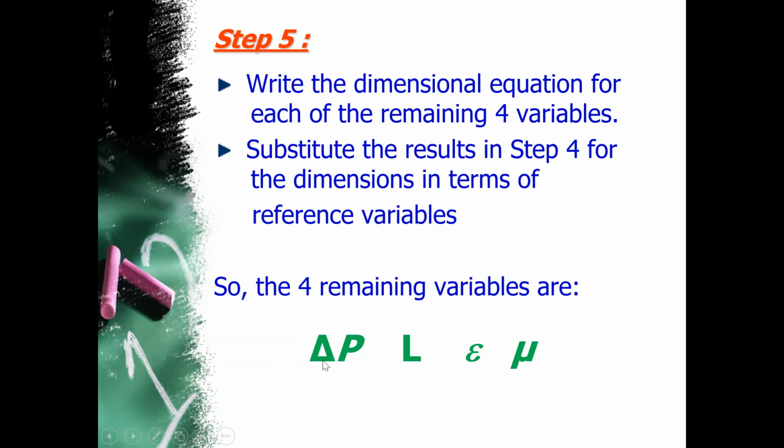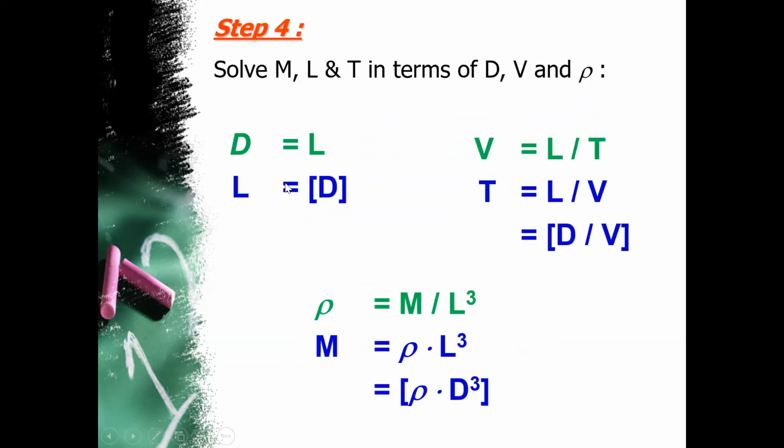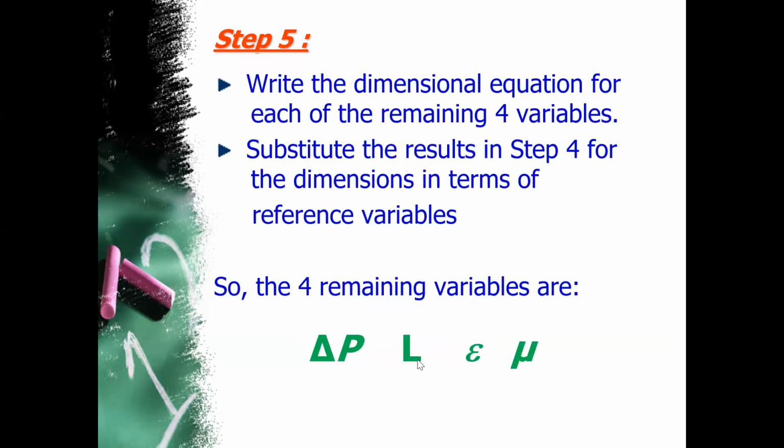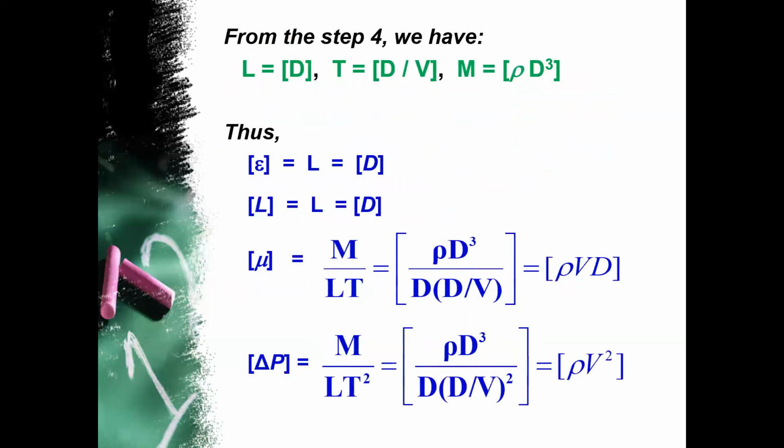All right, so we need to express the 4 in terms of these three. Okay, the blue one. Okay, so this is what we do. Remaining four, from step 4, we have these three reference variables. And then the remaining 4 variables, we have this with epsilon.